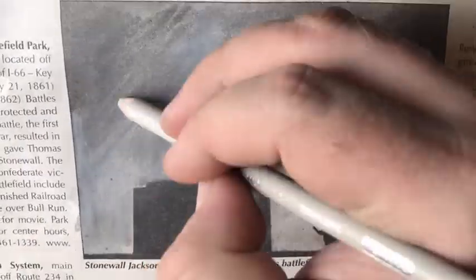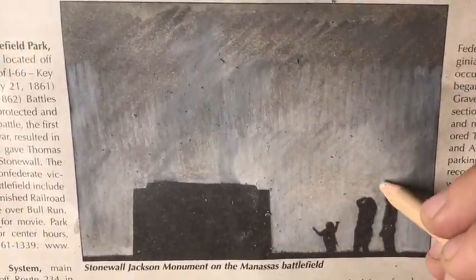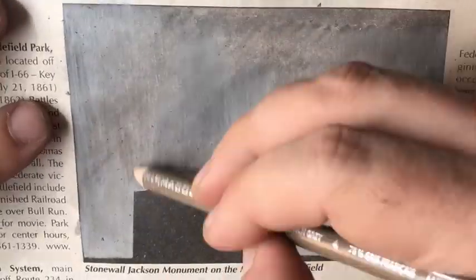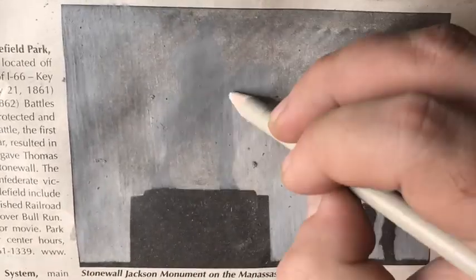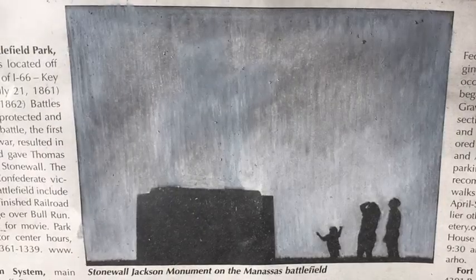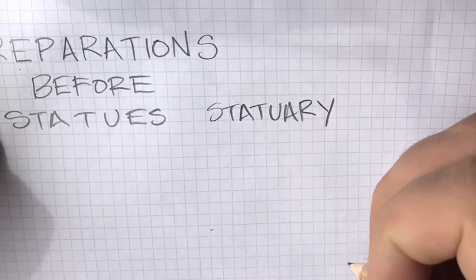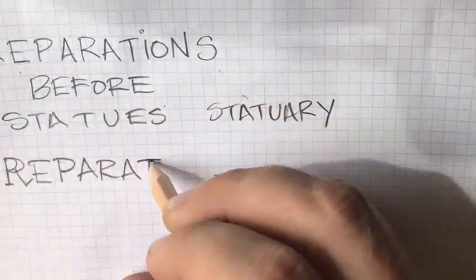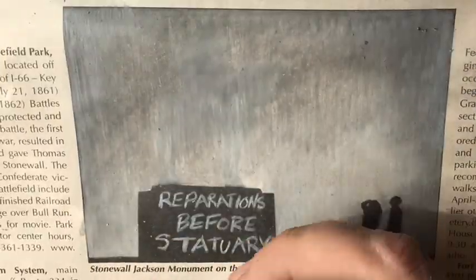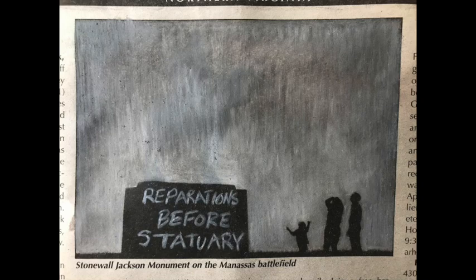And so here, I'm taking this newspaper and I'm going to cover it with colored pencil, and I'm actually going to remove this monument of Stonewall Jackson, this Confederate general, and essentially create what I think should be there, which is nothing, just blank space. And then I'm going to come in and kind of graffiti the side of it. And so I've decided that "reparations before statuary" is what I'm going to say. So I come in, just kind of scribble that on. Reparations before statuary. And that's going to be the theme and the name of this series of drawings.